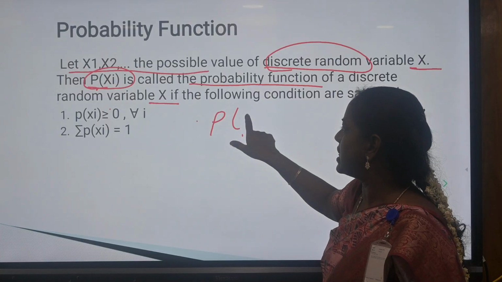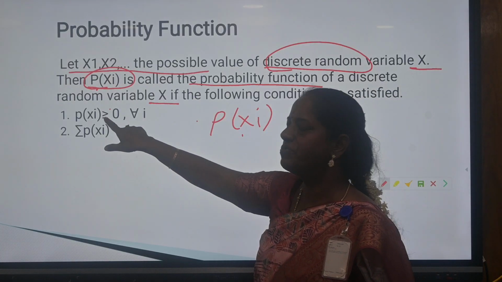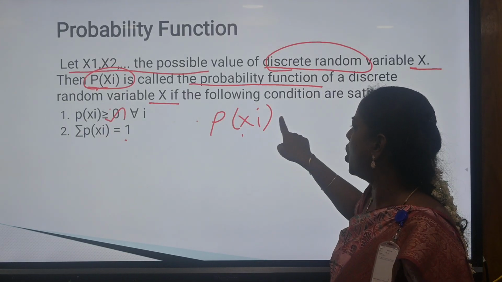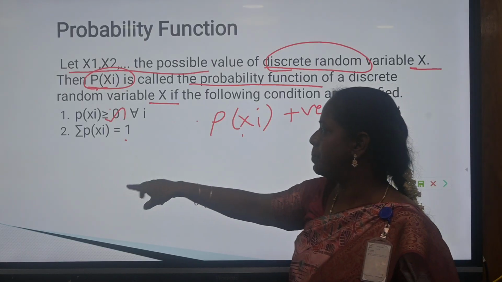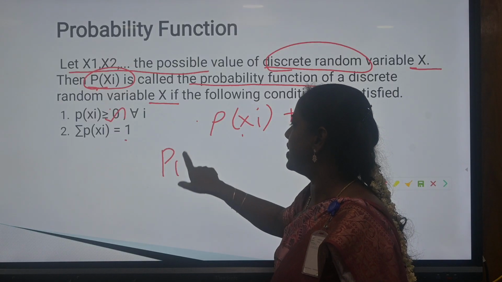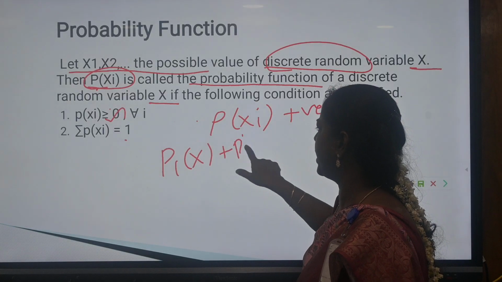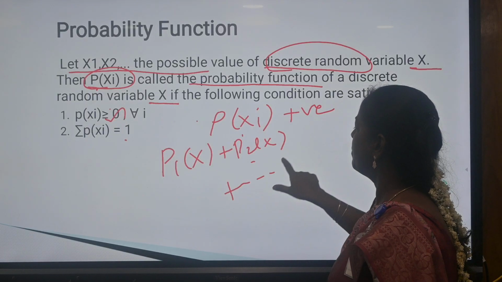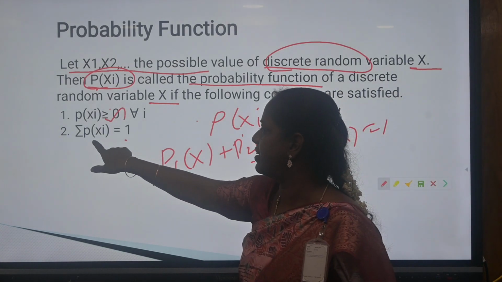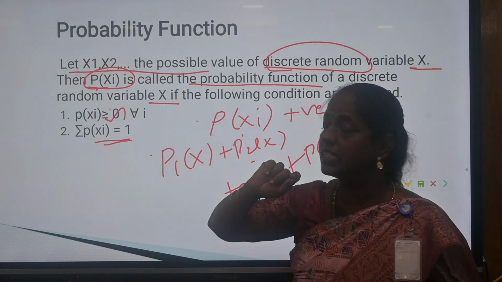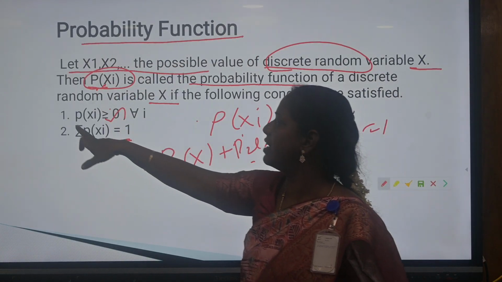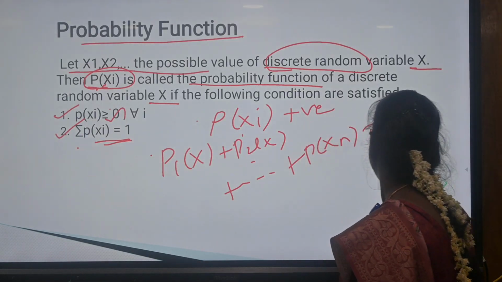Then P of x satisfies the following two conditions. First, P of x is greater than or equal to 0, that means P of x is always non-negative. Also, the summation of P of xi is 1. This means P of x1 plus P of x2 plus and so on up to P of xn is 1. The summation of the probabilities of xi is always 1. If a function P of xi satisfies these two conditions, then it is called a probability function.